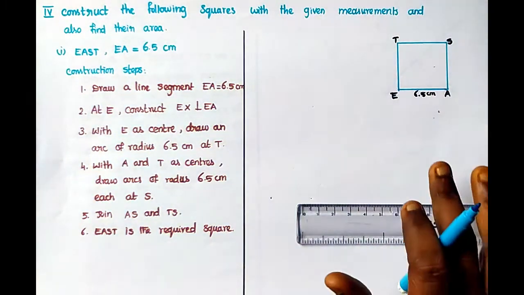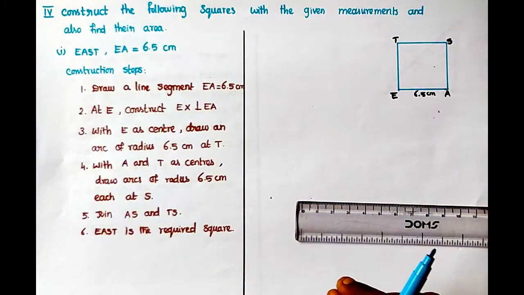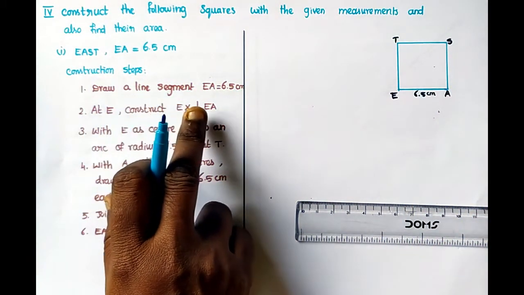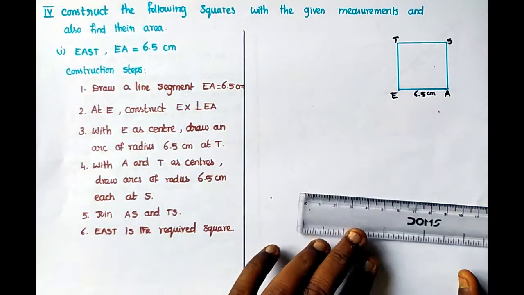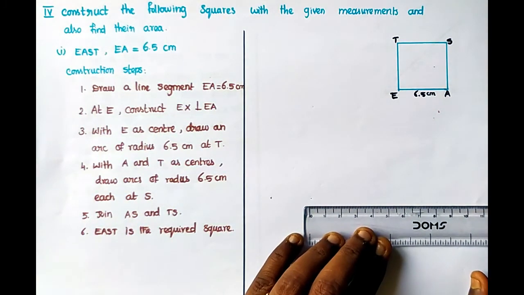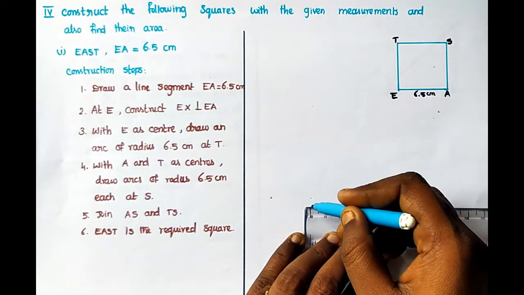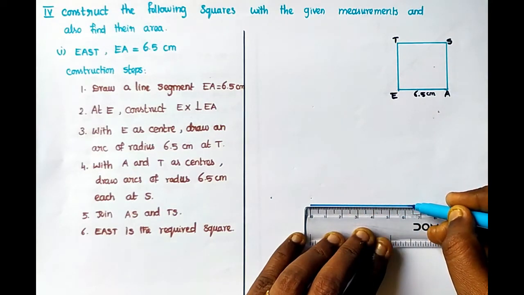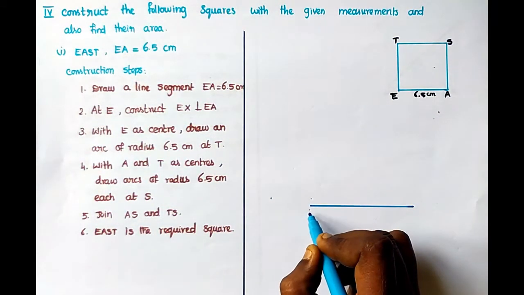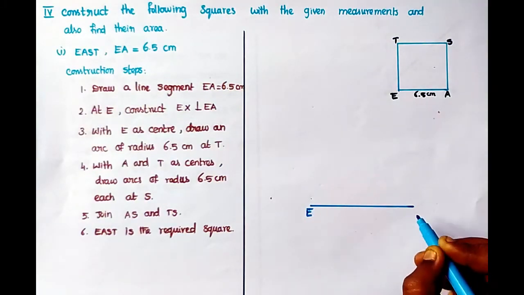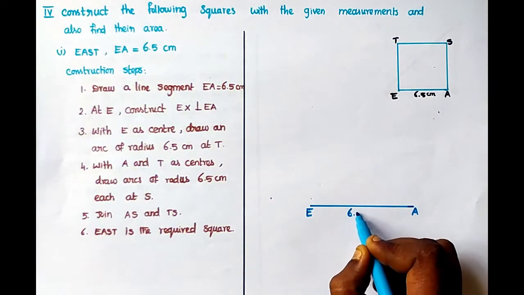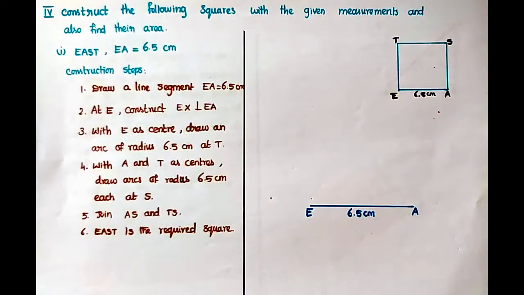So first draw the rough diagram, and what's the first step? Draw a line segment EA equal to 6.5 centimeter. So draw a line segment EA, 6.5 centimeter. And then at E, construct EX perpendicular to EA.